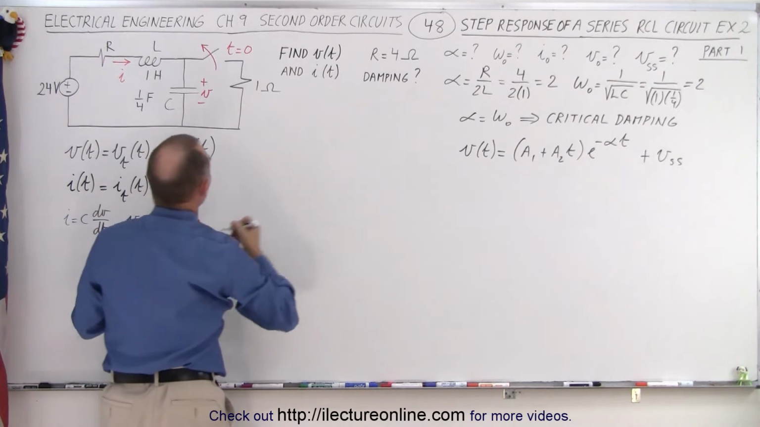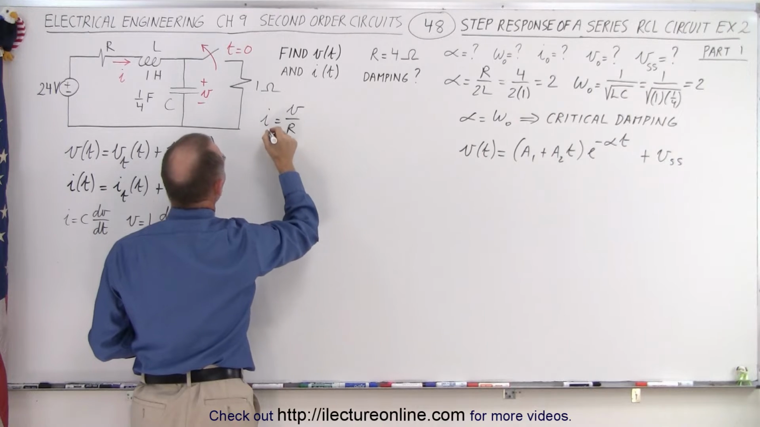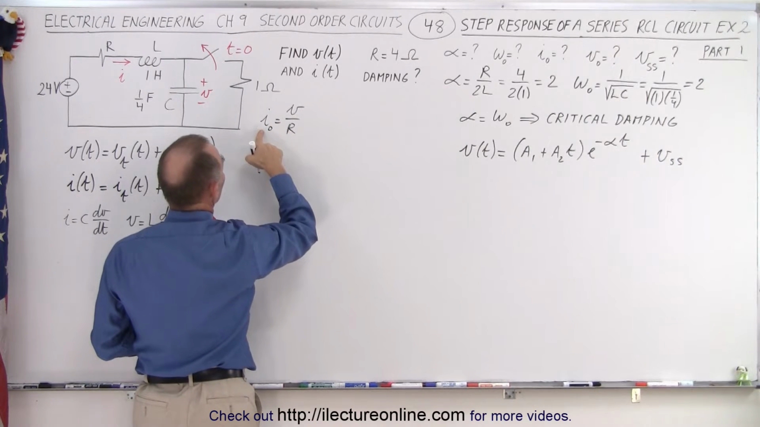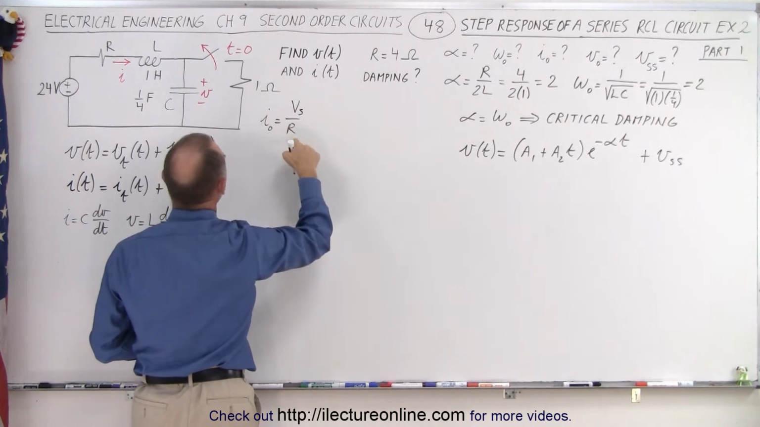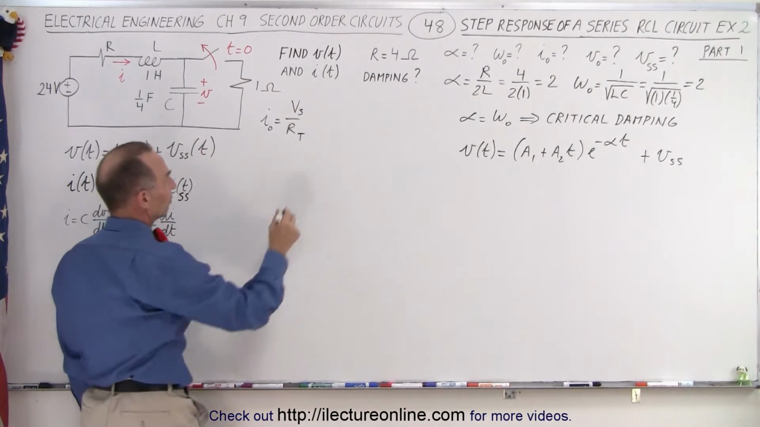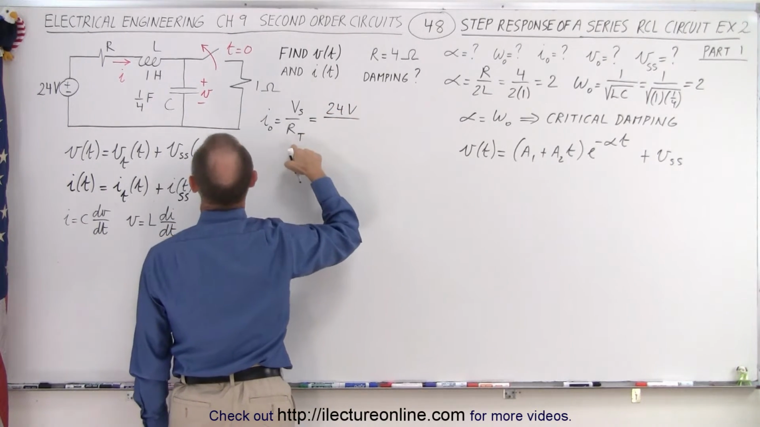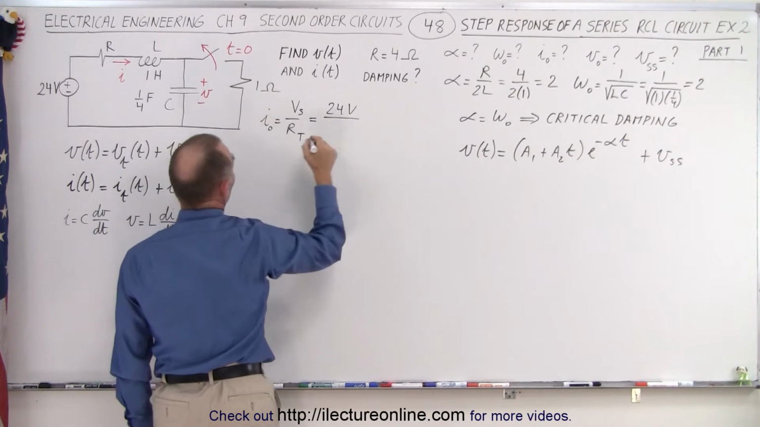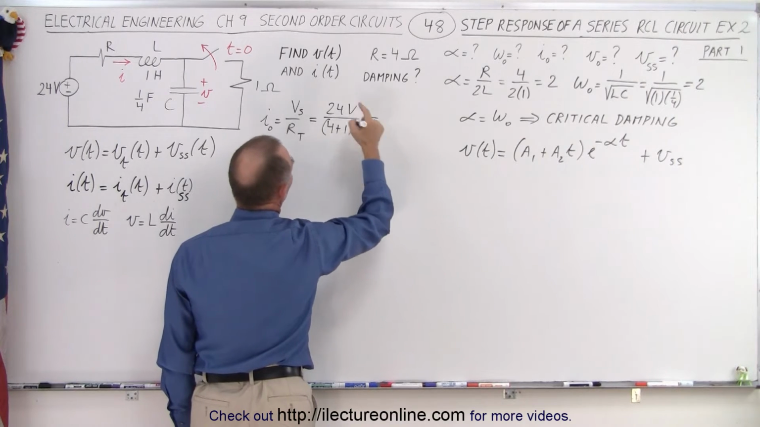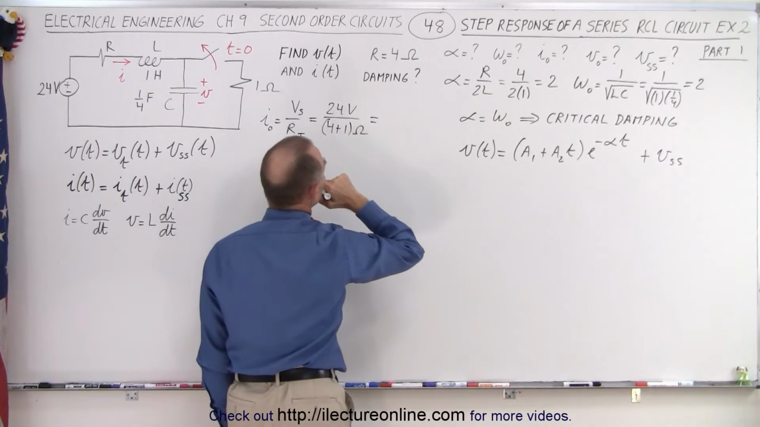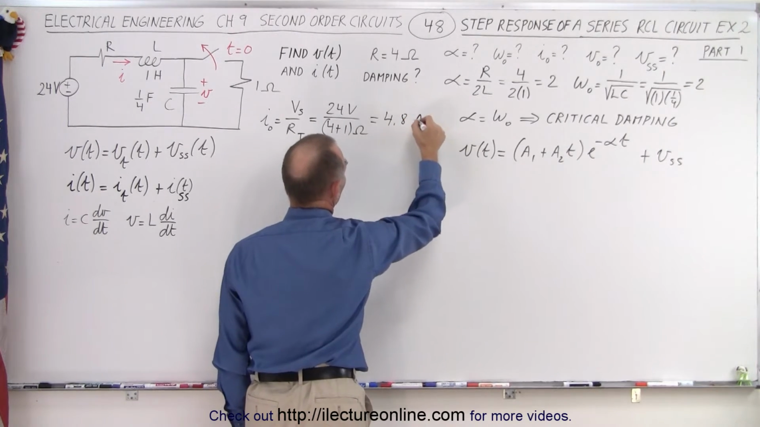And so using Ohm's law, we can then write that I is equal to V over R. So in this case, the initial current is going to be equal to the source voltage divided by the total resistance. Source voltage is 24 volts, and the total resistance will be the sum of this resistor plus this resistor, which is 4 plus 1, which is 5 ohms. And 24 divided by 5 would be 4.8. So that's 4.8 amps for current.